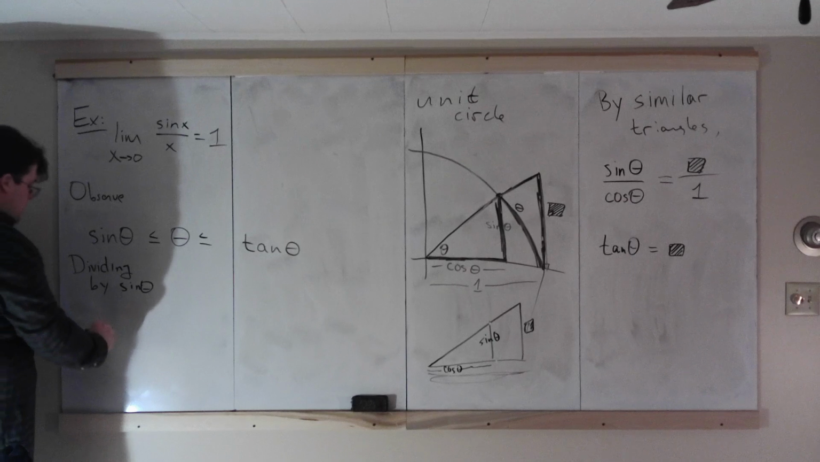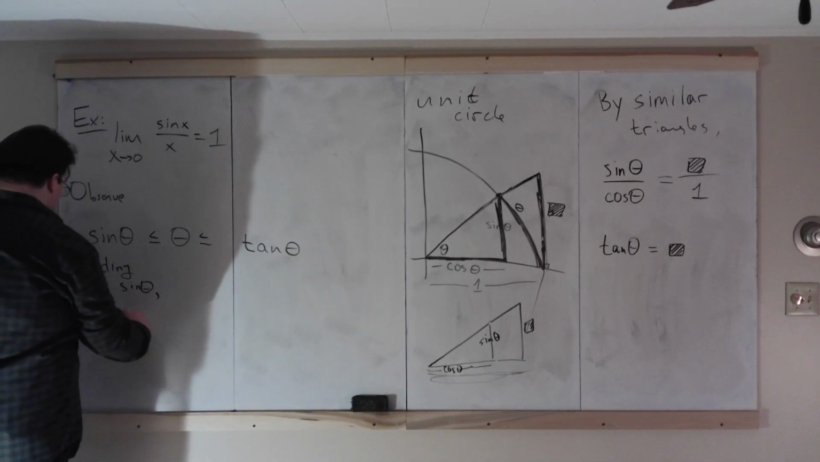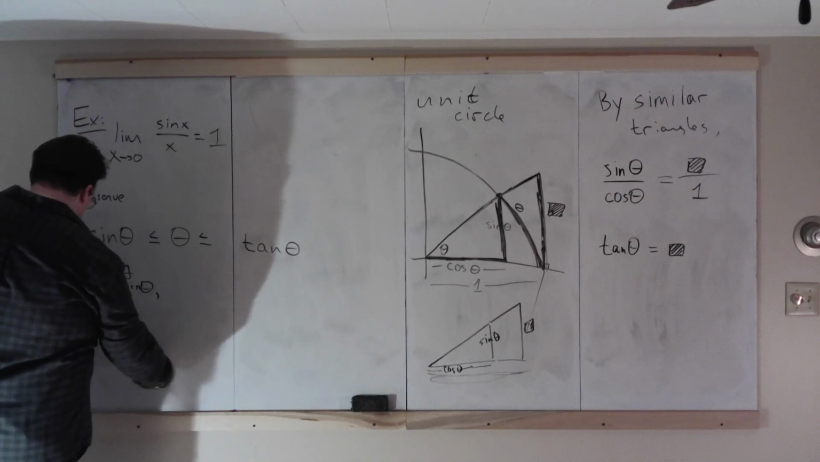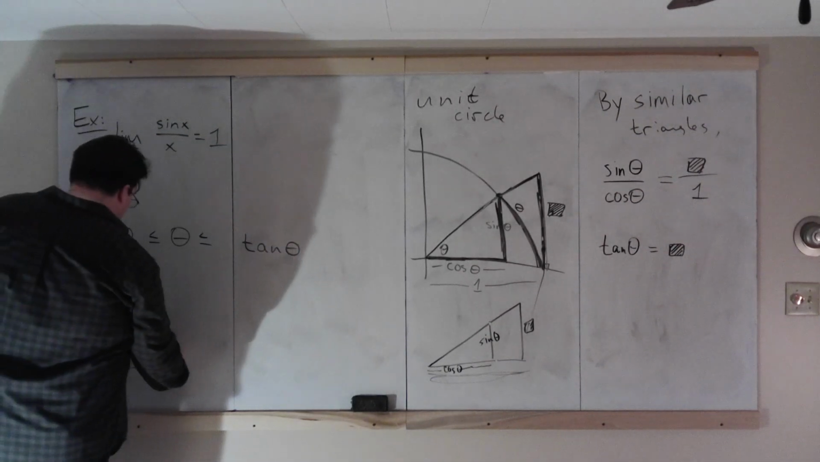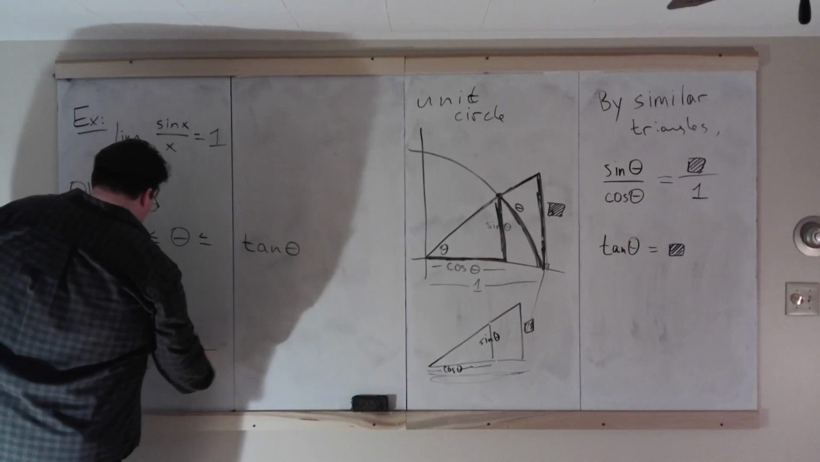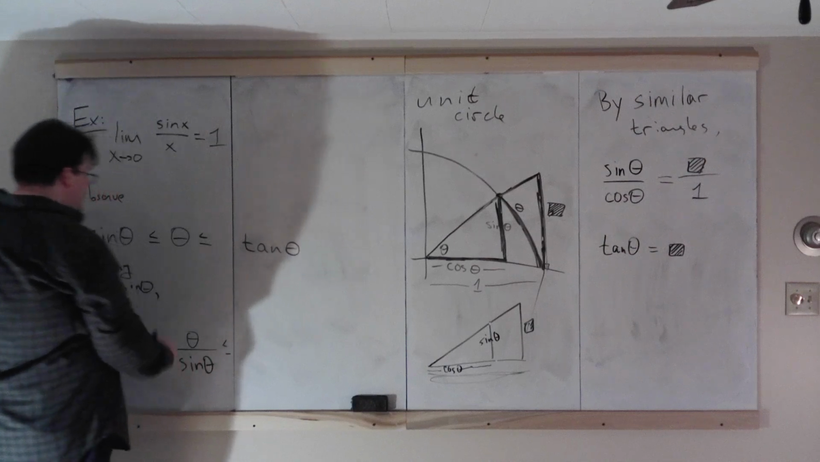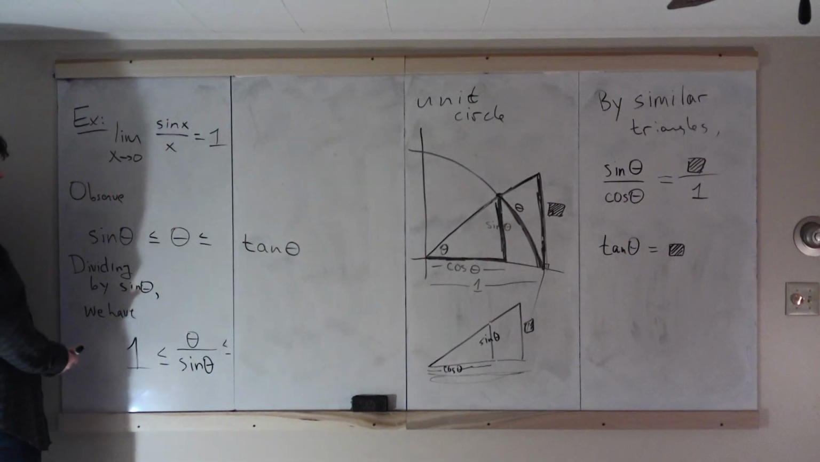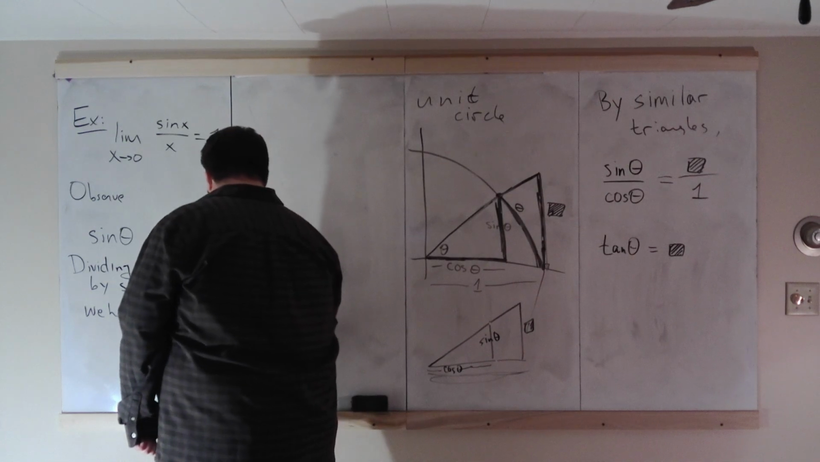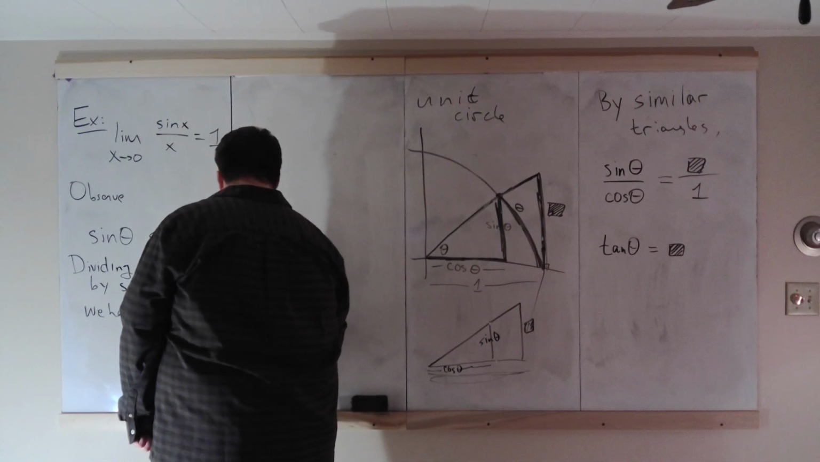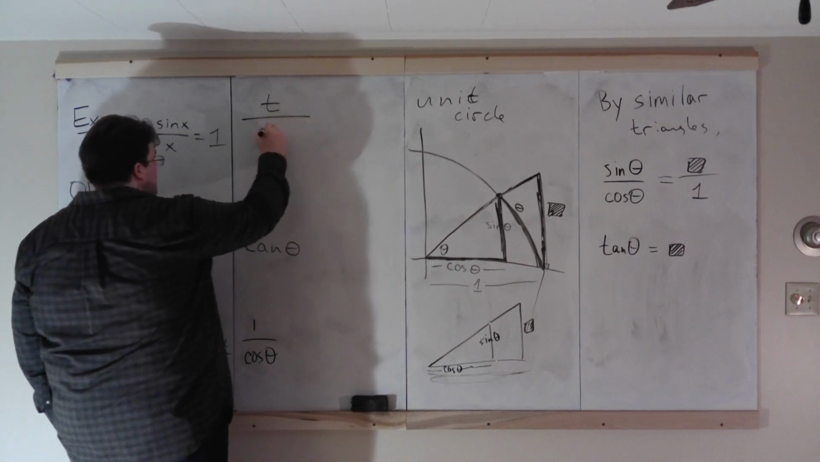Well, over here, dividing by sine theta, we have what? 1 on this side. Sine theta divided by itself is 1. Less than or equal to theta over sine of theta. So divide that by sine theta, we have theta over sine theta. Almost what we want, not exactly. And what do we get over here? Well, over here we have tangent of theta divided by sine of theta.